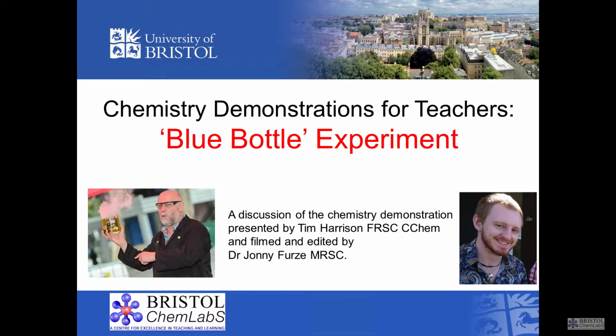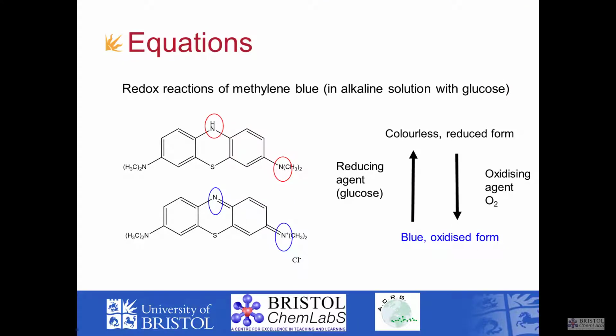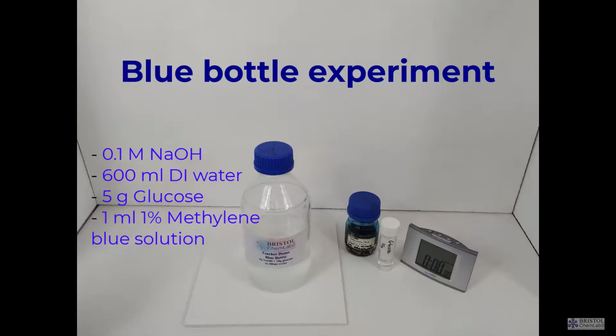In this short video, we're going to look at the classic chemical demonstration of the blue bottle experiment. The blue bottle experiment shows you the difference between methylene blue, a simple indicator, in its oxidized and reduced forms, and is an example of a reversible chemical change that's easy and cheap to do in a school laboratory.